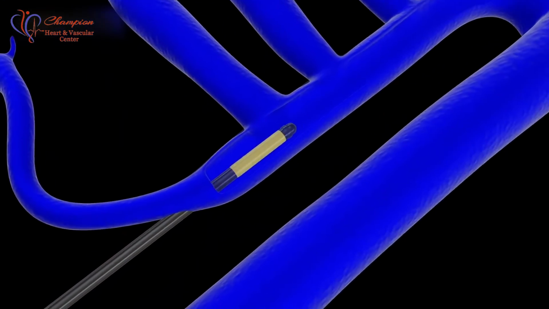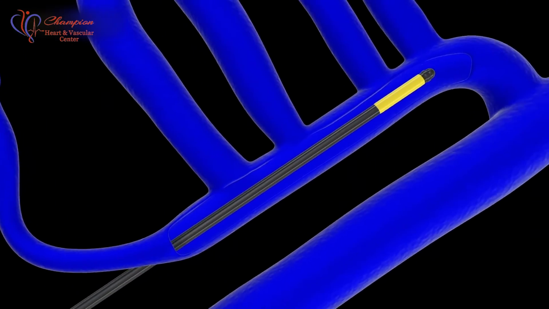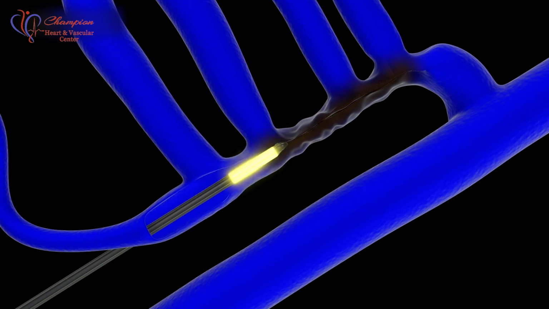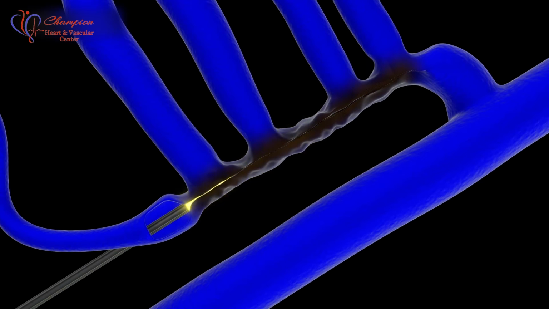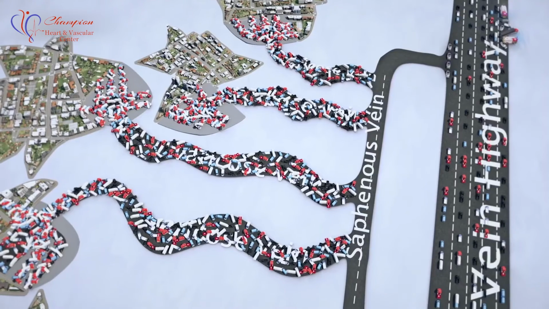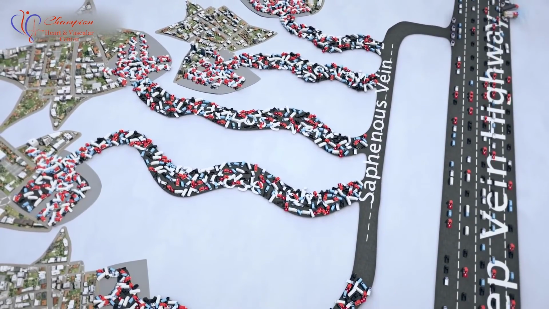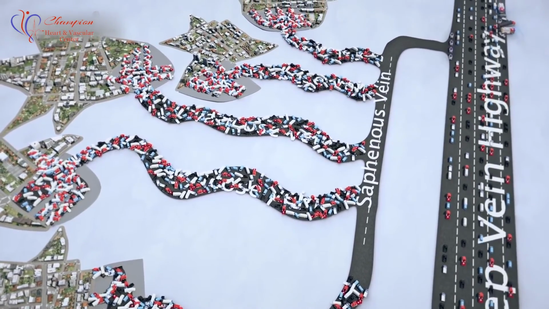Closing saphenous street is the essence of superficial venous treatment. Procedures like endovenous radiofrequency ablation and Clairvein are simple, minimally invasive treatments that close saphenous street. Unfortunately, there is still a lot of traffic on the side street and driveways. Closing the highway exit will not remove these cars.